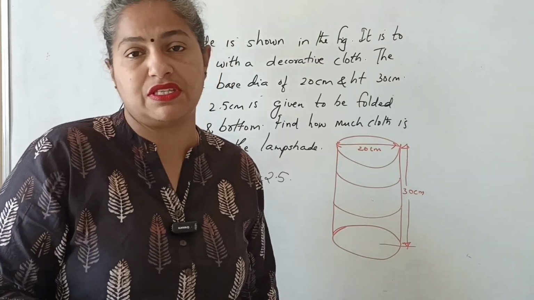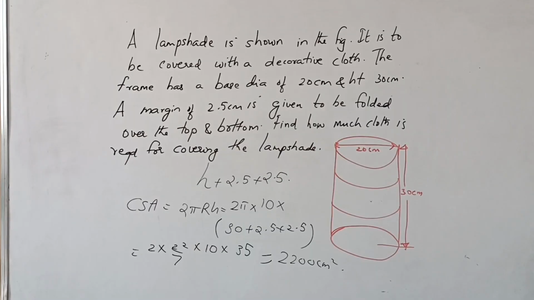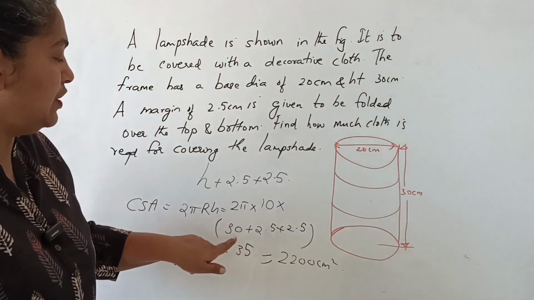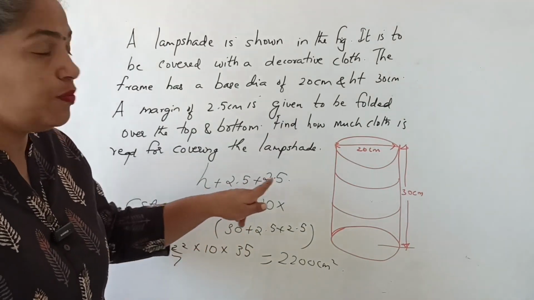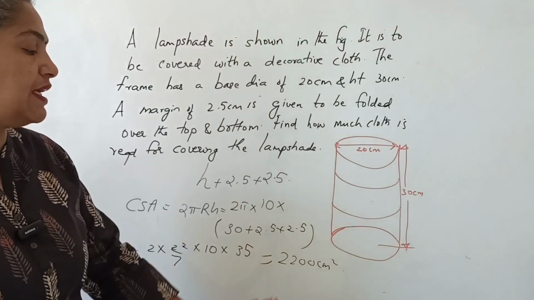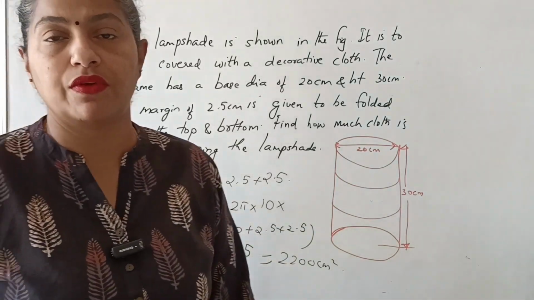Let us find out the curved surface area. So I have calculated the curved surface area over here. So you can see it's 2 pi RH, 2 pi into 10 into h will be 30 plus 2.5 plus 2.5. So you will get 2200 centimeters square.